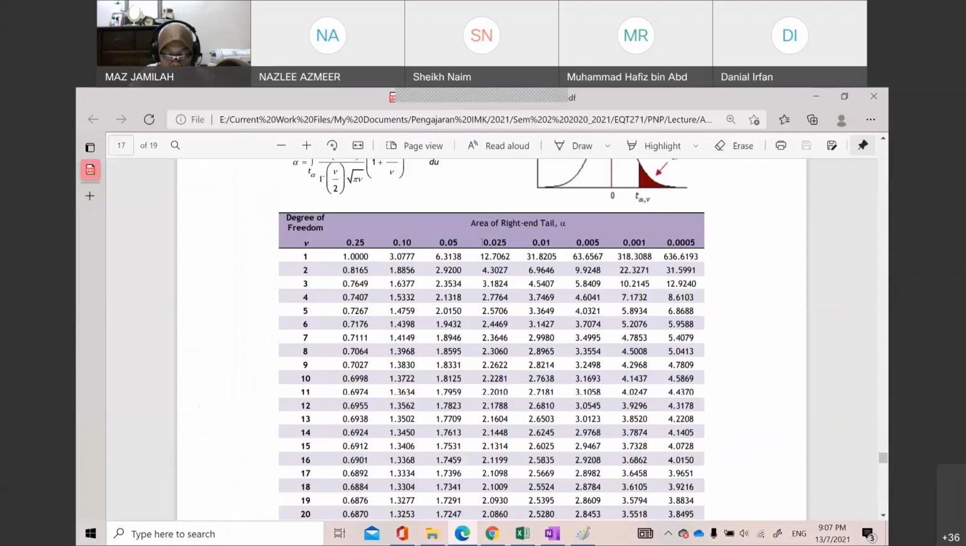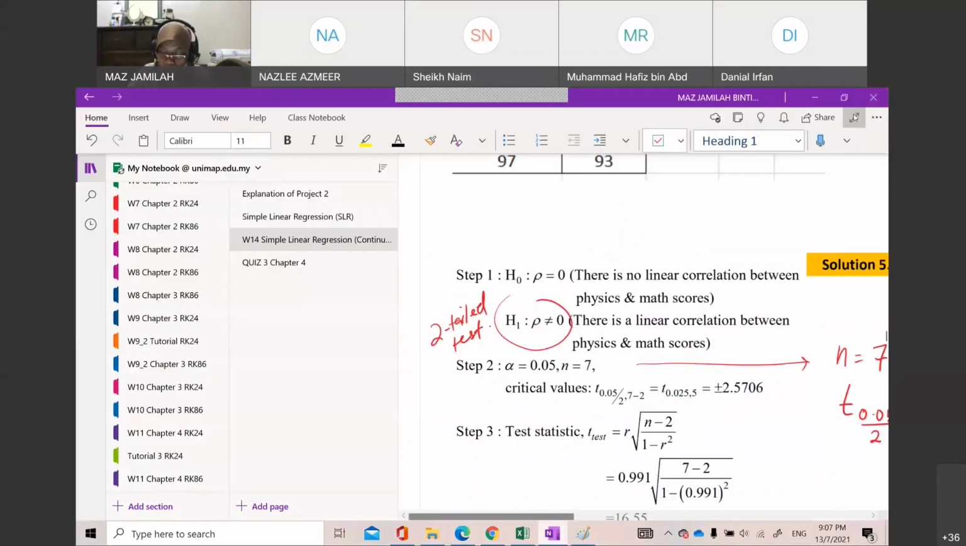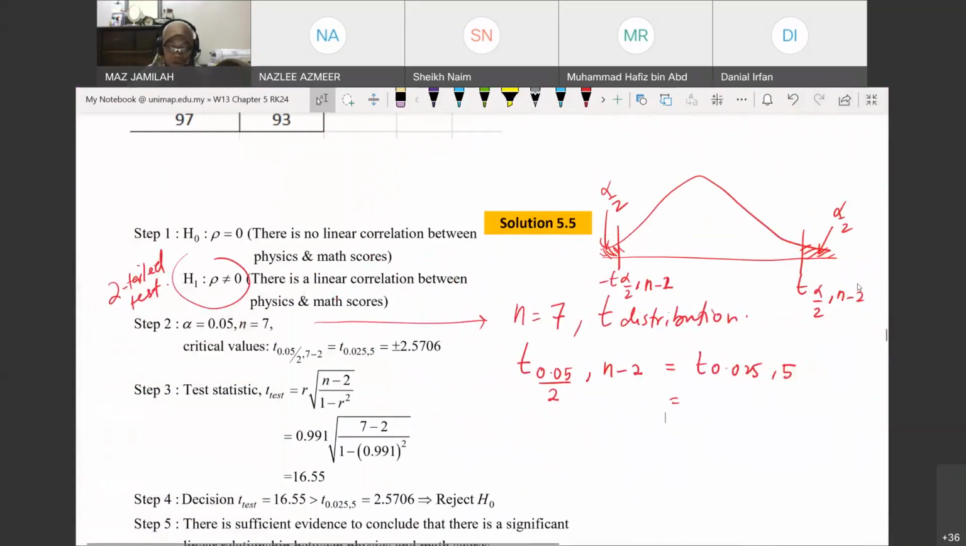Okay, we are talking about 0.025, so we are talking about this column, and 5 degrees of freedom, n minus 2. So we are talking about this particular value, 2.5706. Take that value, and since we are dealing with two-tailed, your t critical value will be plus minus 2.5706. So that will be your critical value.